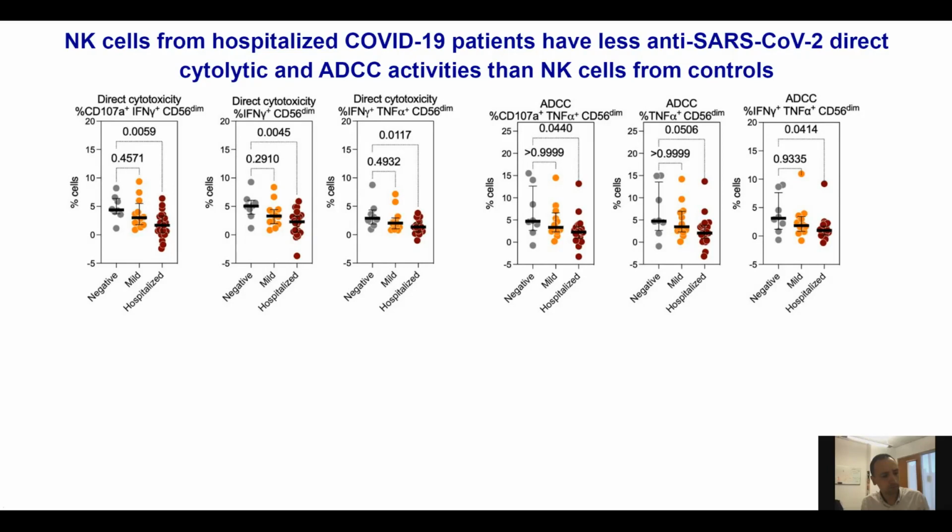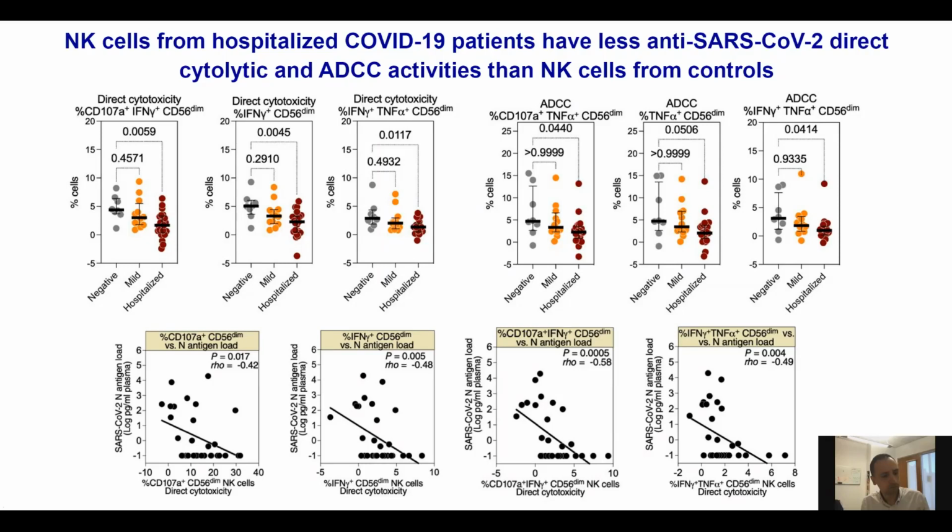We also measured the level of how much virus is in the blood in those individuals by measuring the level of N antigen. And as you can see here, on the x-axis, the ability of the NK cells to either elicit direct cytotoxicity and degranulate negatively correlates with how much virus is in the body. So the less NK functionality, the more virus. So now we know that the NK cells from hospitalized COVID-19 patients are indeed less capable of eliciting anti-SARS-CoV-2 direct cytolytic and ADCC activity compared to NK cells from controls.